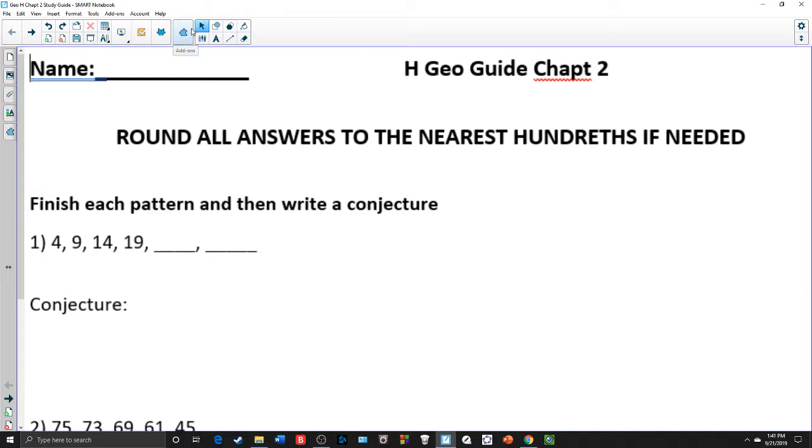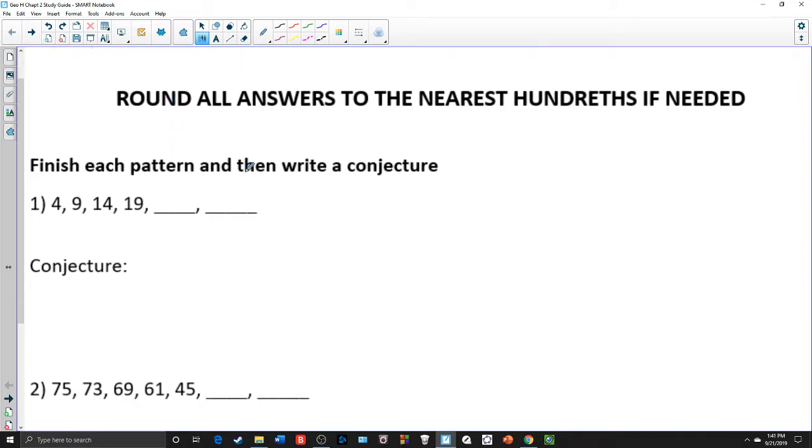So we're going to be looking at the study guide for Chapter 2 for the upcoming geometry test. This is on proofs and logic, and so let's get started. The first one is about finishing a pattern and then writing a conjecture. So just remember, the word conjecture simply means your description of what's happening or what you think will happen next, or what you think the rule of the situation is.